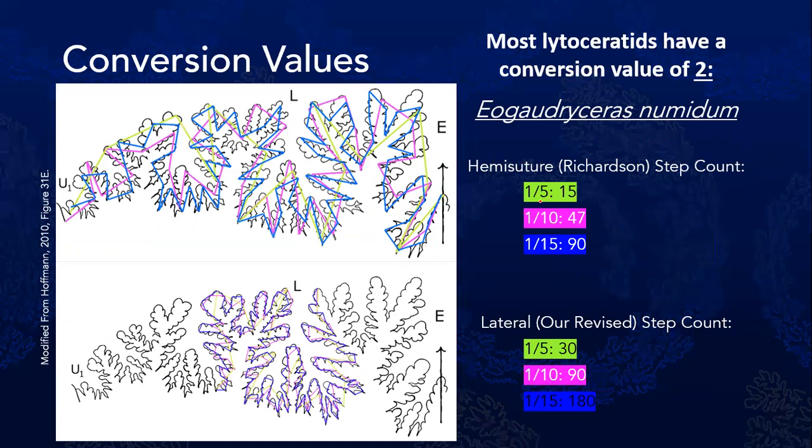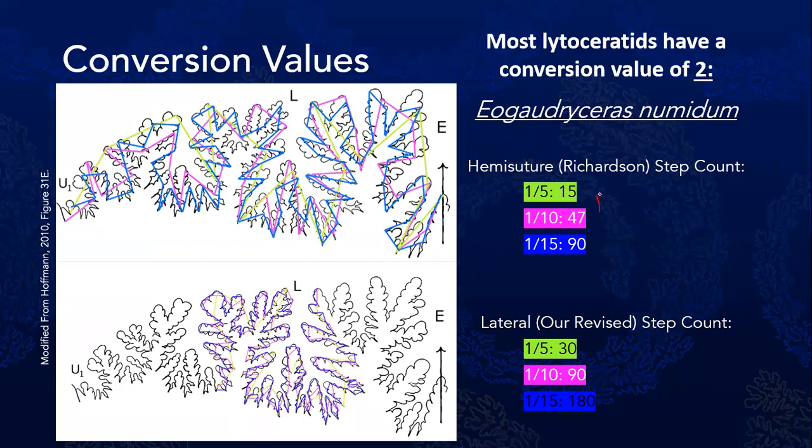And so just taking the 1/5 measurements as an example, you'll see that we have twice as many steps in our method as in theirs. We have nearly twice as many steps for 1/10. It's not perfect, but it's very close. And for 1/15, we have twice as many steps in our method as the hemisuture method.